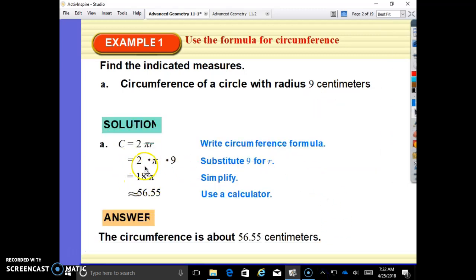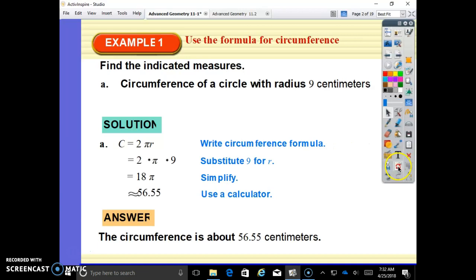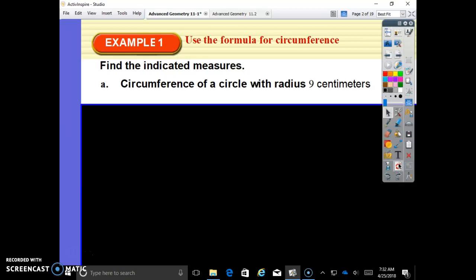If they wanted you to leave it in terms of pi, it'd be 18 pi. If they wanted you to solve it, you use the pi button on your calculator. So you do 18 times pi button equals 56.548, which would round to 56.55. Do not use 3.14 for pi unless it tells you to do so. Always use the pi button unless they specify otherwise, so that it's the most accurate answer that you can get.